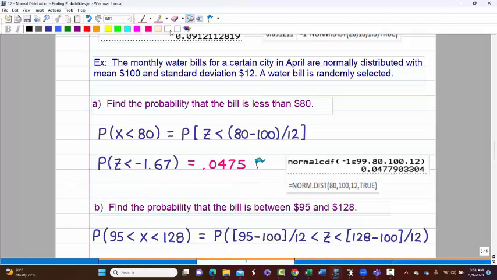So there's kind of the old-fashioned way, which I want to leave in the notes. I'm not ready to totally get rid of that idea yet, even though we're not required to use that method. So less than means on normal CDF, you start with negative 1E99 as being negative infinity. You put 80, 100 for the mean, 12 for the standard deviation, and you get 0.0478. And norm.dist, 80 is the x value. Because it's less than, you don't have to do any kind of 1 minus or anything. 100 is the mean, 12 standard deviation, true, and that's going to give us this answer.